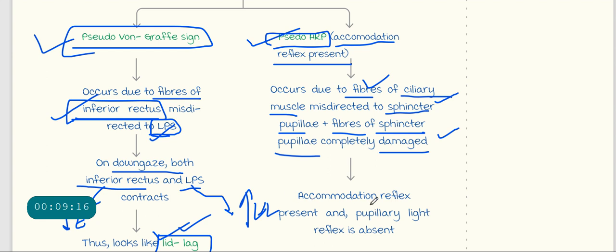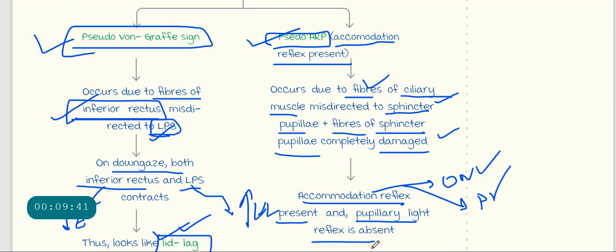There is accommodation reflex present, which is nothing but, on near vision, accommodation is present. On near vision the accommodation is present, and the pupil will also constrict. And the pupillary light reflex is absent. What is this? This is nothing but there would be no light vision. No light reflexes would be seen over here.